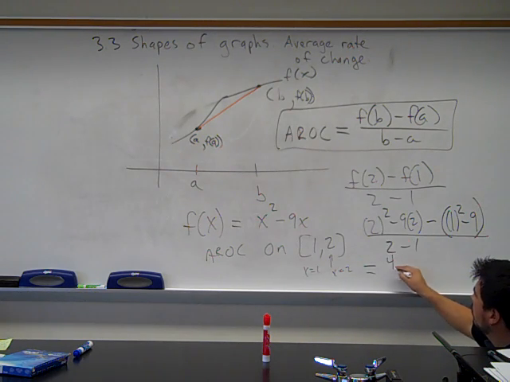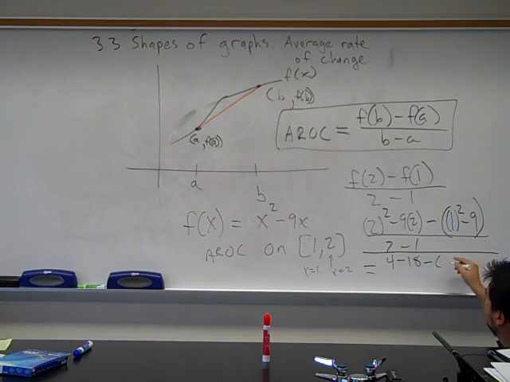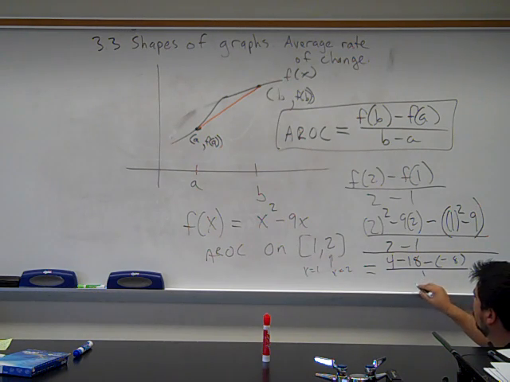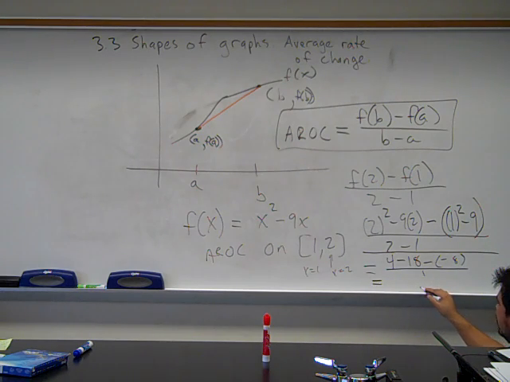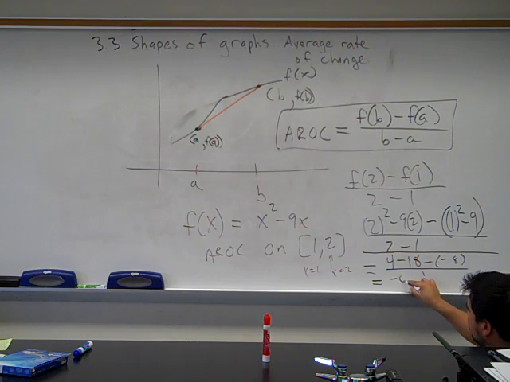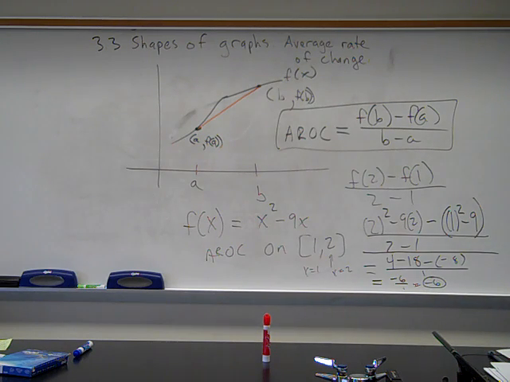2 squared is 4, minus 9 times 2, so 18, minus, and then here we have 1 minus 9, which is negative 8, and that's all over 2 minus 1, which is 1. Simplify the numerator, and if I'm off the board a little bit, I apologize, but essentially it's, let's see, 4 plus 8 is 12, and then 12 minus 18 is negative 6 over 1, so the answer, if I've done it correctly, is negative 6. Okay, so there's the average rate of change.